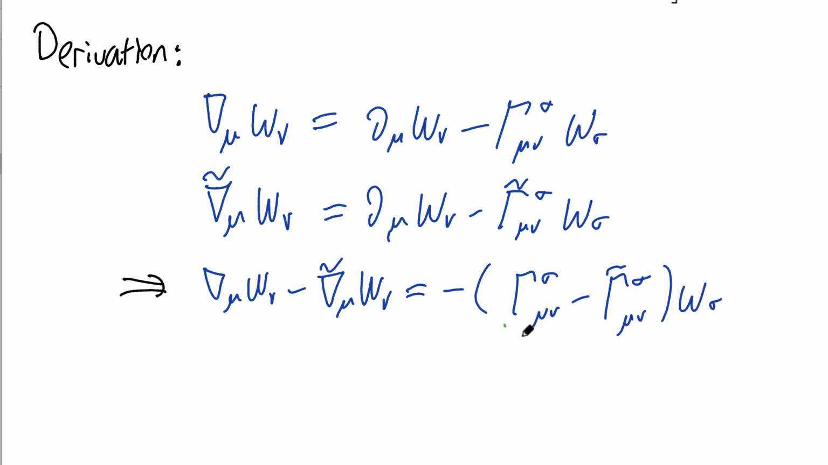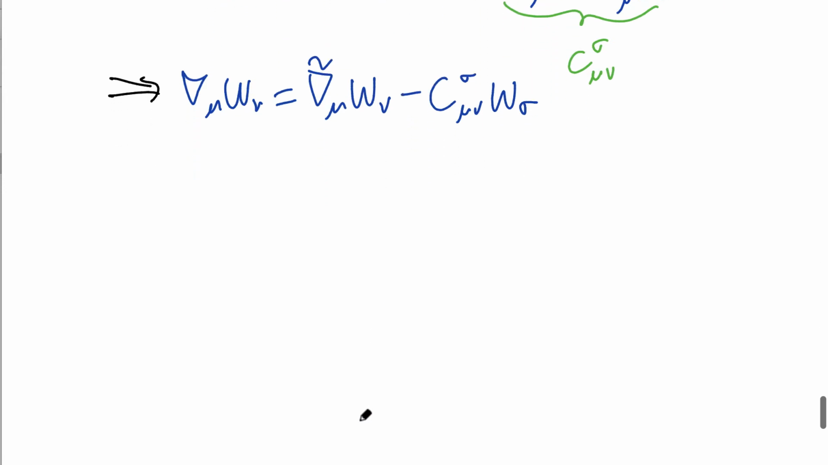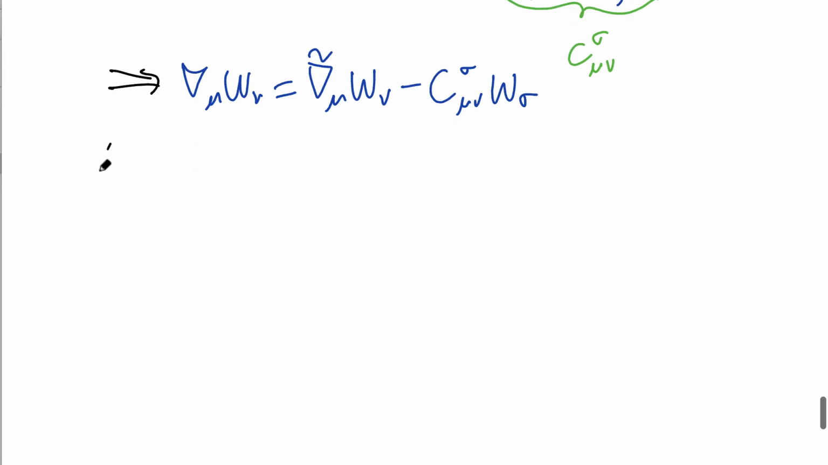Let's call this combination of Christoffel symbols C mu nu sigma. And now we have the result del mu W nu equals del tilde mu W nu minus C mu nu sigma W sigma. Recall that Christoffel symbols are not tensors, but whenever you take the difference of Christoffel symbols, the result transforms as a tensor. So C mu nu sigma is a type 1,2 tensor, and you can see that from this result, in which each of the other terms in this expression are tensors. And now we extend this relation between covariant derivatives to other types of tensors.